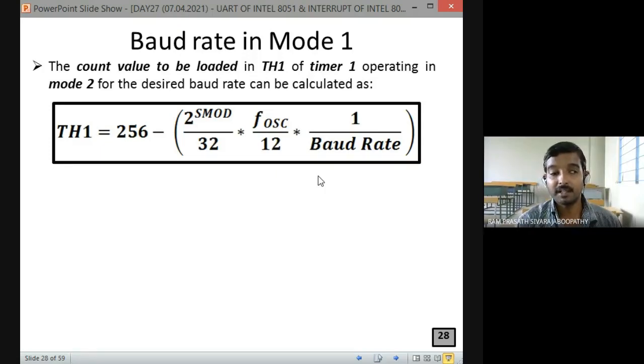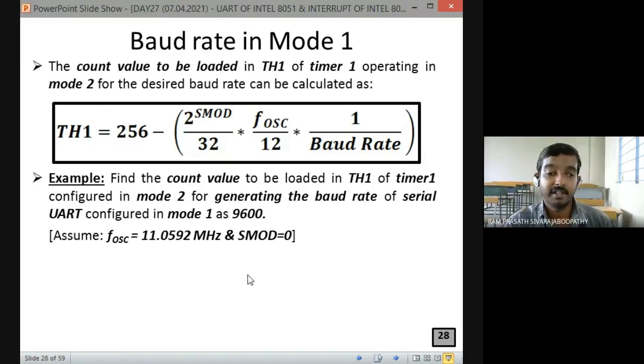So what is the meaning? Here, SMOD is the value we choose, since we are the ones designing. The baud rate we are fixing. So based on that we will get the TH1 value. Fine. Example: you calculate and tell me what value comes. Find the count value to be loaded in TH1 of timer 1 configured in mode 2 for generating the baud rate of serial UART configured in mode 1 as 9600.